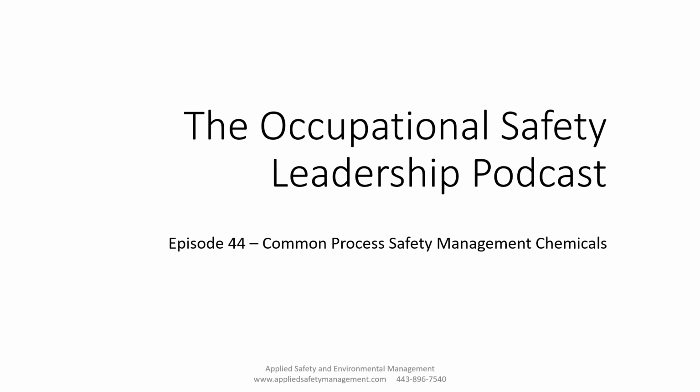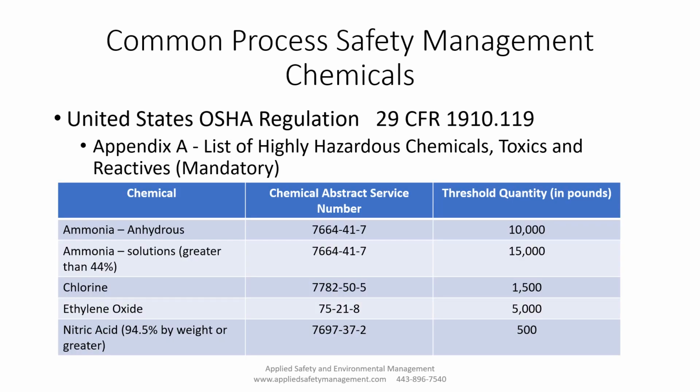In today's episode, we're going to talk about common process safety management chemicals that you'll find out there. In episode 43, we did a little introduction. We talked a little bit about the threshold planning quantity and then about that catch-all of 10,000 pounds for the gases and liquids. Let's sit down and just break down a couple of the common ones that you'll find out there in process safety management.